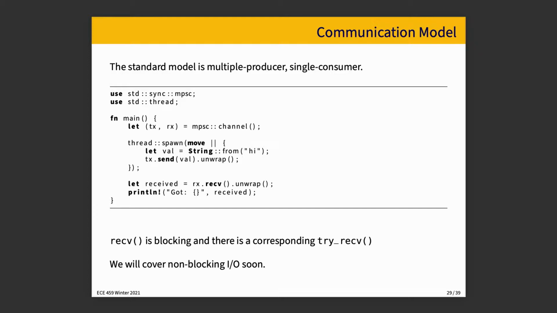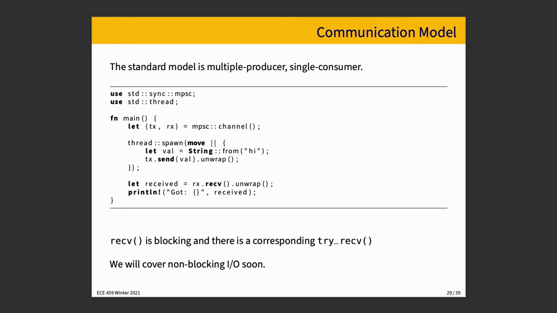And we will then print saying got and then receive. So we'll print got hi as we would expect. Receive is a blocking call. So if the receive stuff runs before the send takes place, the main function is blocked, awaiting some data. And there is a corresponding try receive function, which would be non-blocking, so that if you want to receive, but there's nothing to receive right now, there's no problem, you're not held up, you can continue execution.